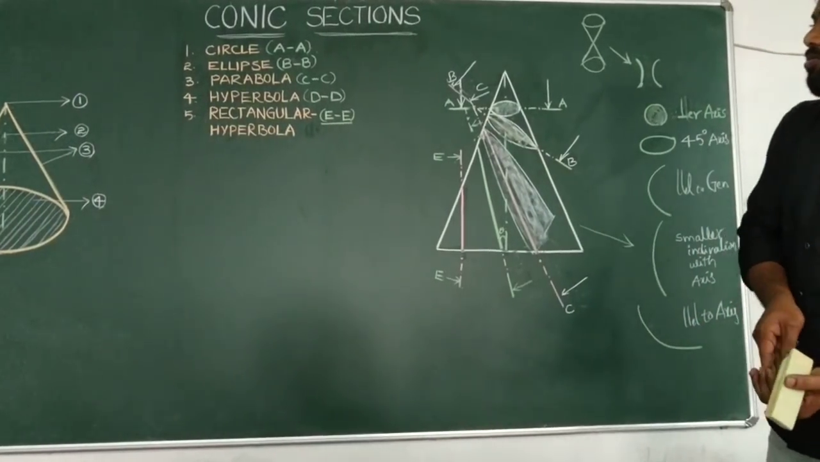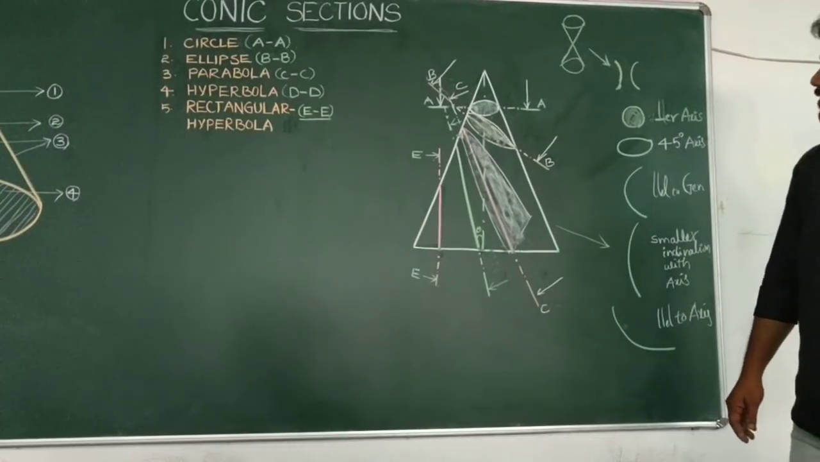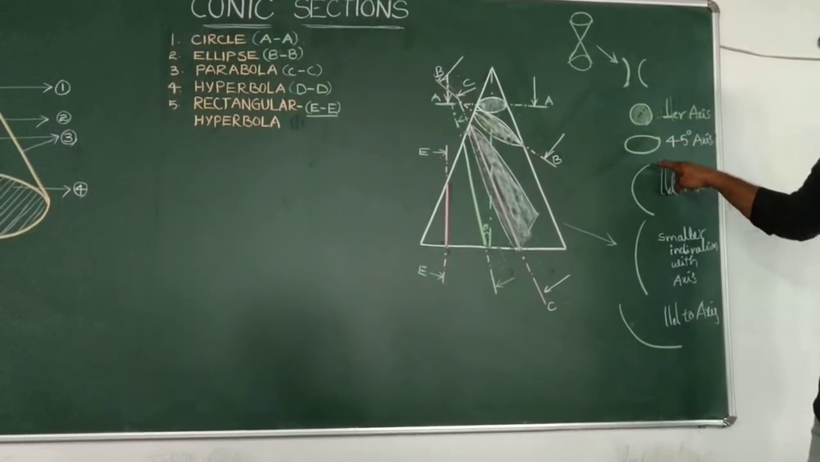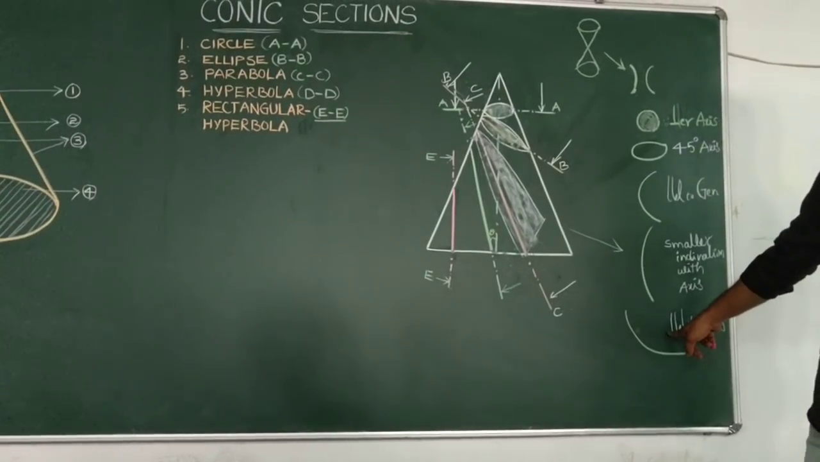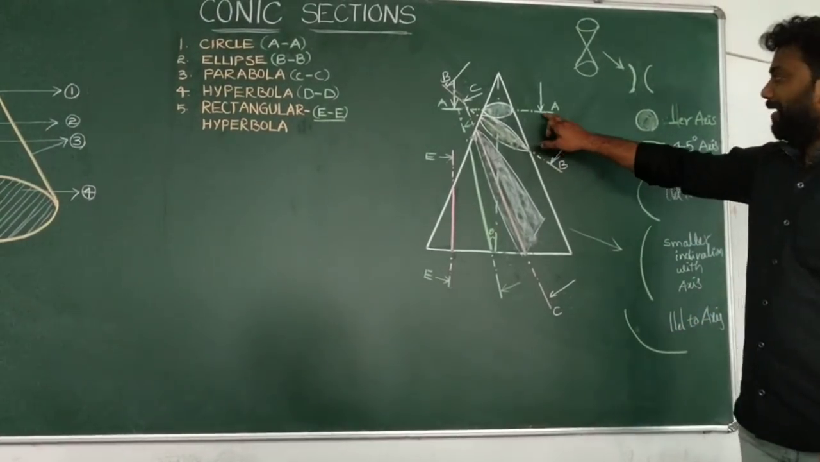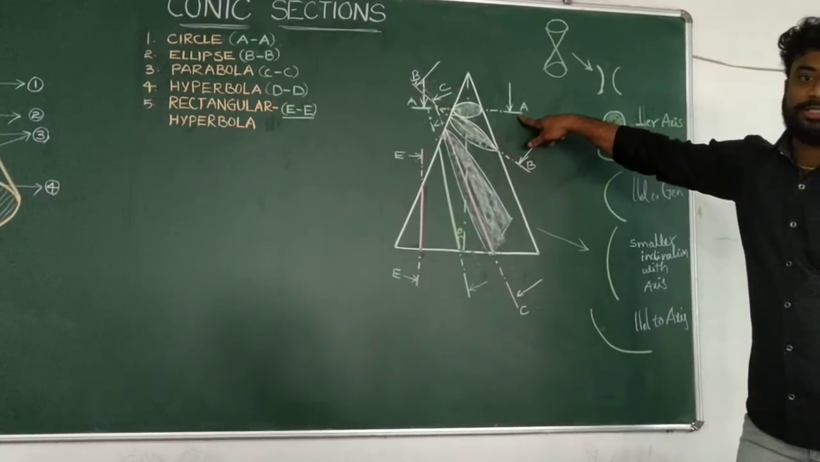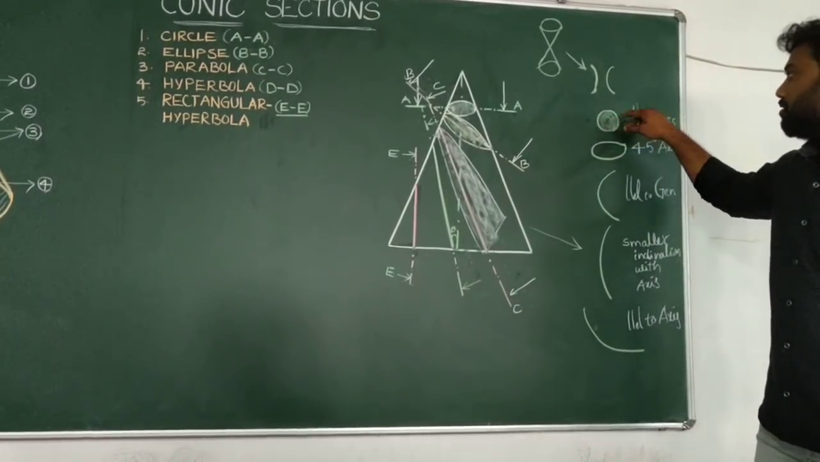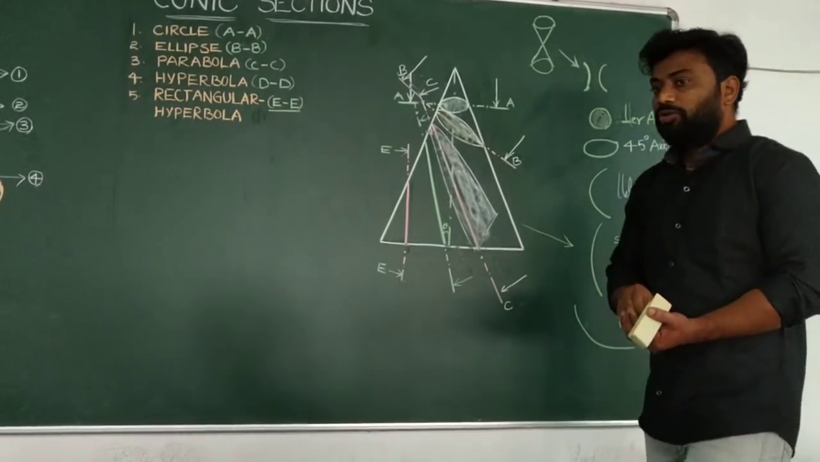Okay, if we observe these five conic sections here, we are having two closed curves and the remaining three are open curves. So what is the reason? Because here, if we observe the cutting plane A to A for the circle, it is cutting all the generators. That is why we are getting a circular shape, that means a closed curve.